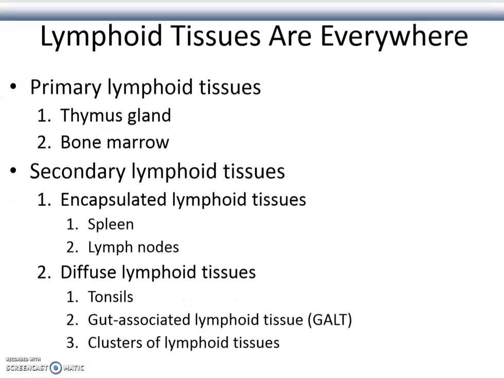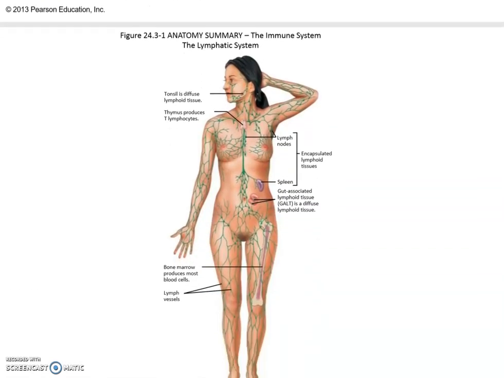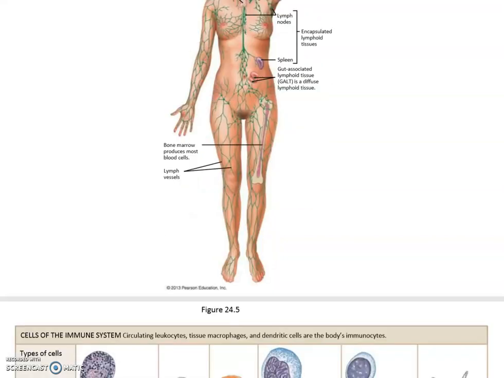So let's take a look at the lymphoid tissues. Pretty much throughout the entire body, but the primary lymphoid tissues would be the thymus gland and bone marrow. Secondary lymphoid tissues include spleen and lymph nodes, and then we have some diffuse lymphoid tissues like tonsils, the gut-associated lymphoid tissue, and clusters of other lymphoid tissues. So here will be the anatomy summary of the lymphatic system with lymph nodes, and we can just review that.